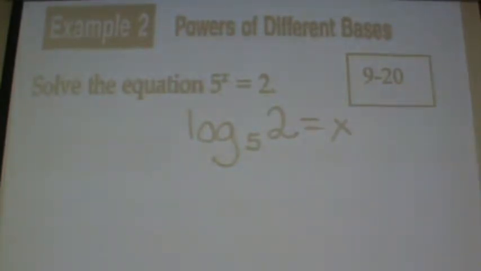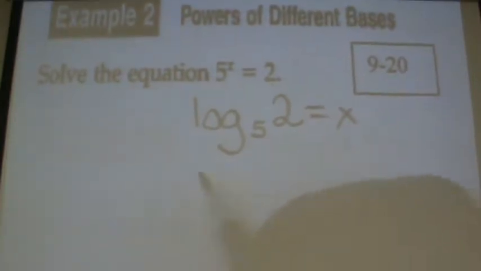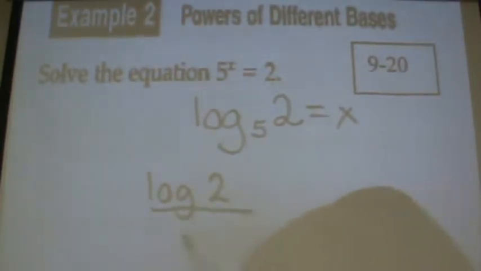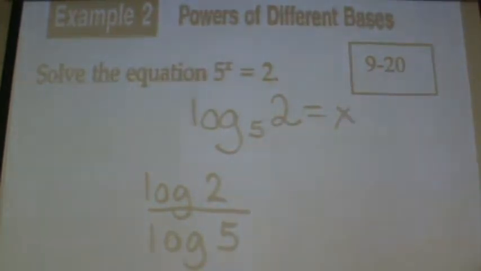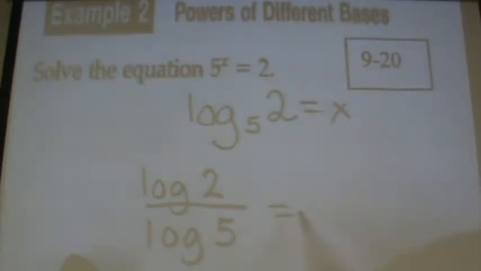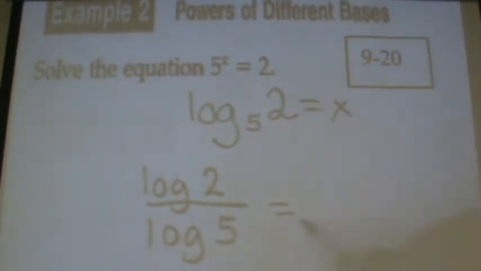And then guess what? You have a calculator in front of you. If you're using the TI-83s, you would do the change of base: log of 2 divided by the log of 5. So on your TI-83s, that's what you do. And you should get about 0.43 for an answer.